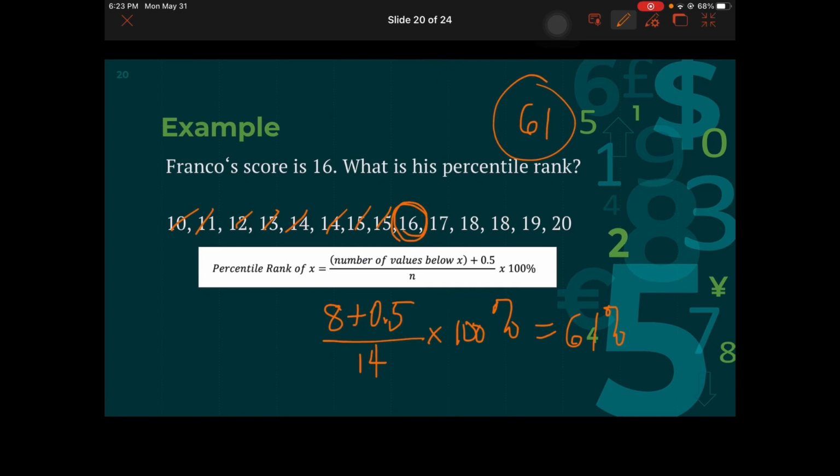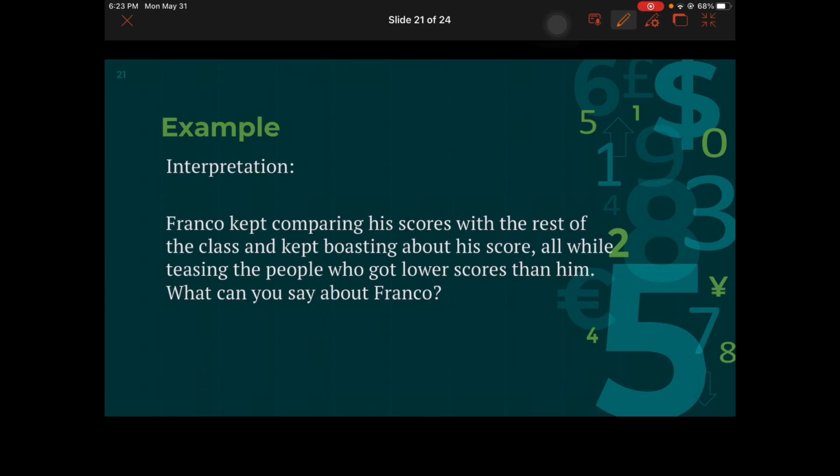I have here some follow-up questions. Franco kept comparing his scores with the rest of the class and kept boasting about his score, all the while teasing the people who got lower scores than him. What can you say about Franco? So, these are the questions I want you to think about. You don't have to answer it right now. You can write the answer in the comments down below. Or just think about it.